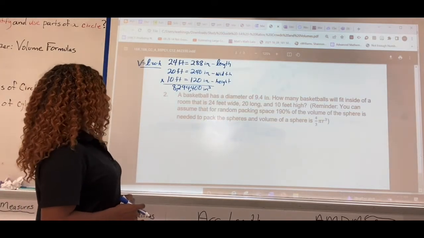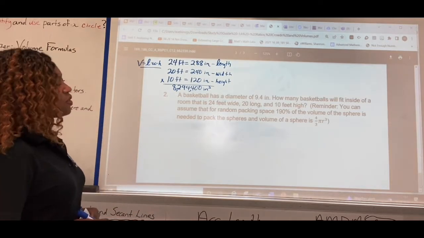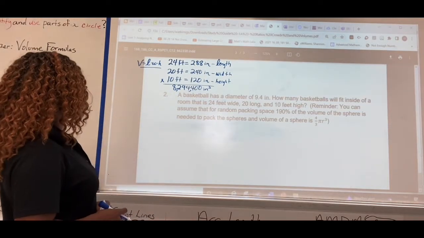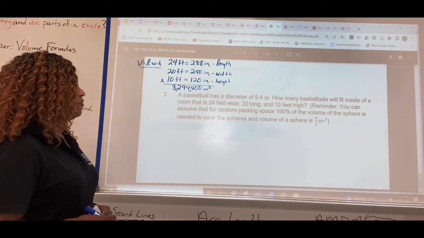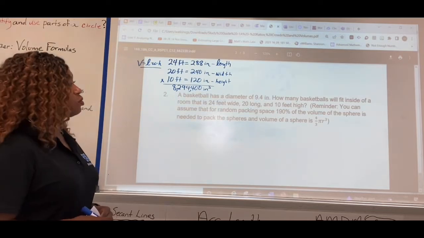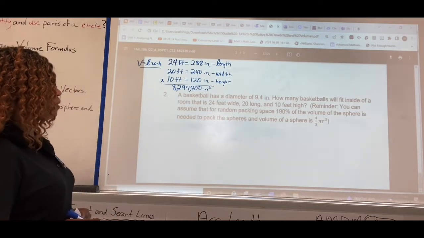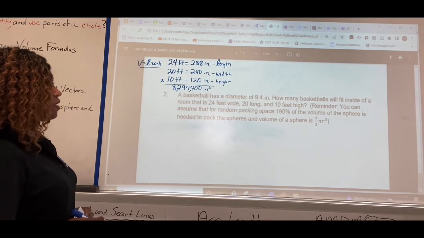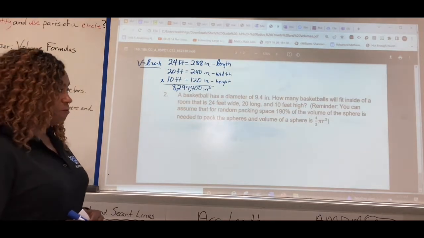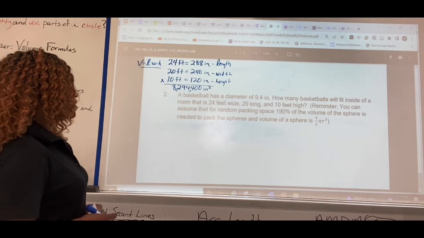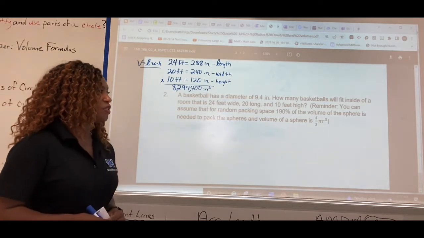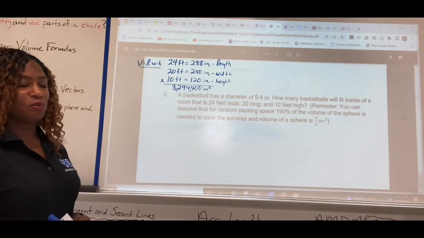A basketball has a diameter of 9.4 inches. How many basketballs will fit inside of a room that's 24 feet wide, 20 feet long, and 10 feet high? As a reminder, you can assume that for random packing space, 190% of the volume of the sphere is needed to pack the spheres, and the volume of the sphere is 4/3 times pi times radius cubed.